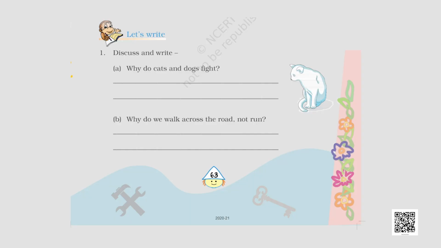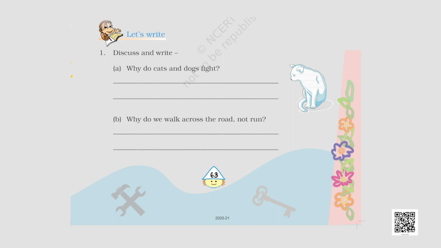Now, let us go forward. In the next section, we have Let's Write. Let us look at some of those questions there. I'm sure you all are familiar with these questions. These are some questions that you keep asking many a times. Why do cats and dogs fight? Why do our parents tell us to walk across the road and not run? Why do I like ice creams? These are simple questions that you keep asking.